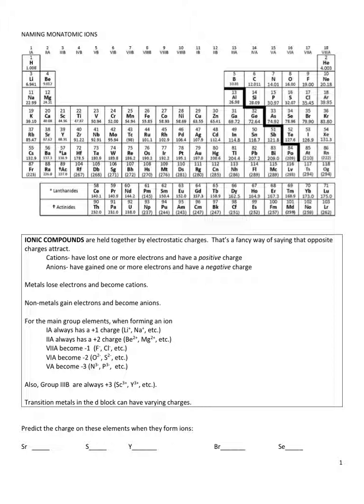It's important that we know how to name ions, because we're going to have to name ionic compounds. Ionic compounds are held together by electrostatic charges. It's just a fancy way of saying that opposite charges attract. And that cations have lost one or more electrons. They have a positive charge. Those are our cations.